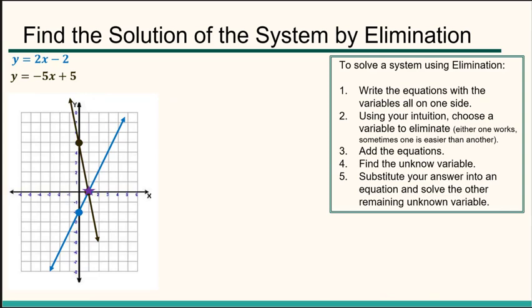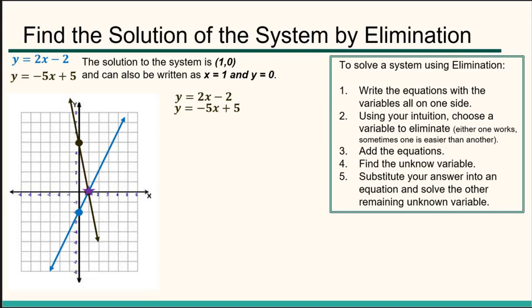All right, let's look at another system. We've seen this system before as well. y equals 2x minus 2 and y equals negative 5x plus 5. So we already know what the answer is: x equals 1, y equals 0. We're going to solve this using elimination, and then we should get those exact same answers. It shouldn't matter which method you use. It's just that sometimes you can only use elimination, and other times you can only use substitution, so you've got to know them all.